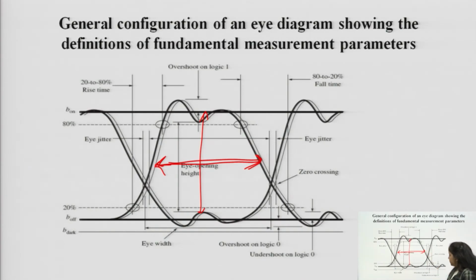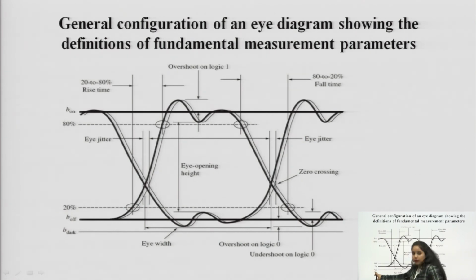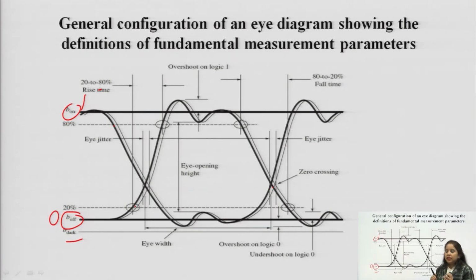Now just look at this diagram. This is the eye opening. We can say P dark, the dark current, is the off condition where we have a 0, then here B1 on, B of 0. Dark current means when no photon is incident on the photodiode. So, the eye jitter basically occurs at this region, at the margin, the 0 crossing area, and the overshoot on logic 0. Rise time is taken 20 to 80%, 80% here and 20% here. Then the eye opening, height and this is the width, and each of these parameters decides different values of the receiver performance or the signal performance.